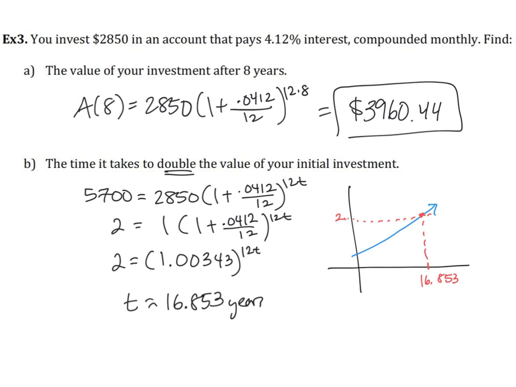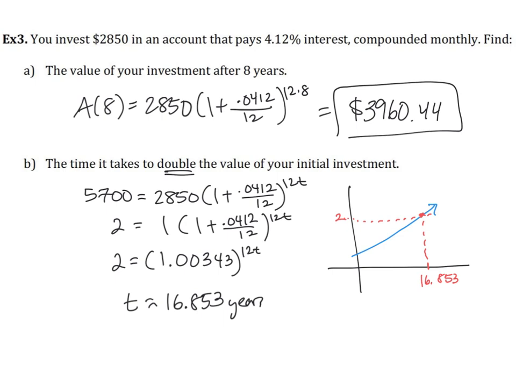$30,960.44 for part A. Why? Because we take our initial amount of $2,850. We have a 4.12% interest rate compounded monthly, which is doing it 12 times per year. So we have to take that interest rate and divide it by 12 because it's happening 12 times per year. And then, of course, if we're investing it for 8 years, we have to multiply 12 times per year by 8 years. So it's to the power of 12 times 8. When I plug all this into my calculator, I should have gotten $30,960.44.